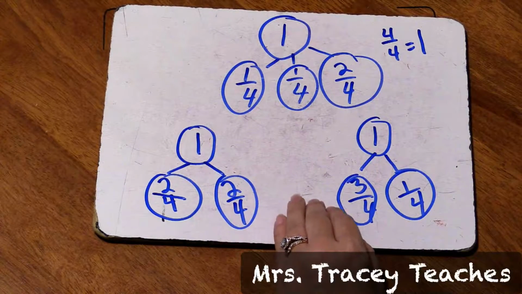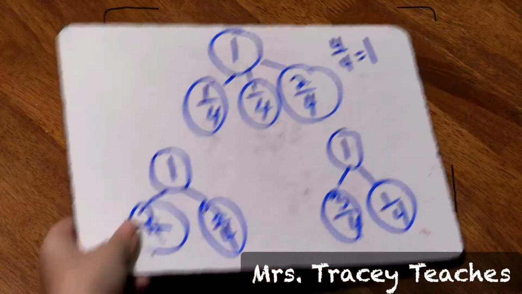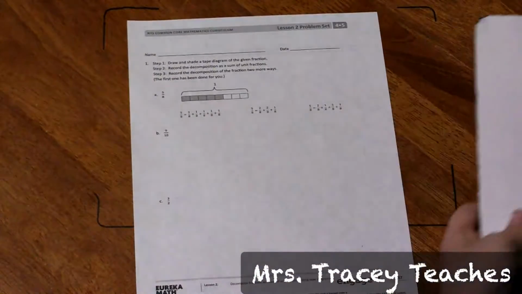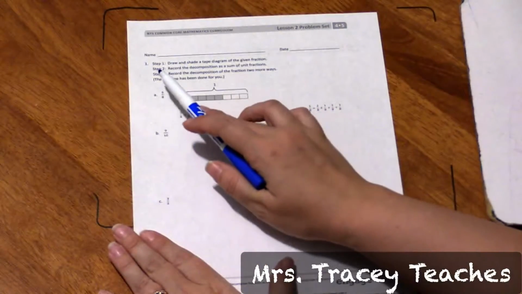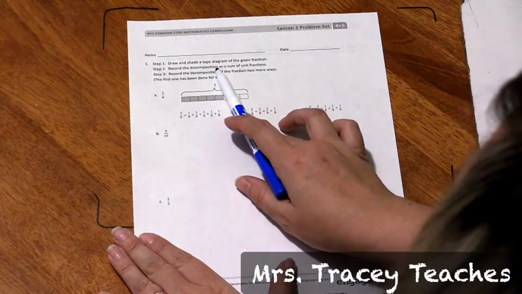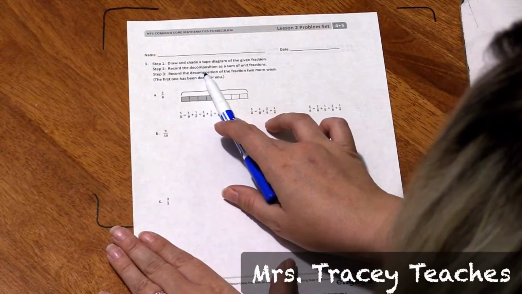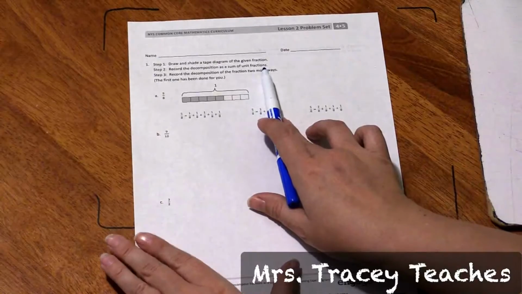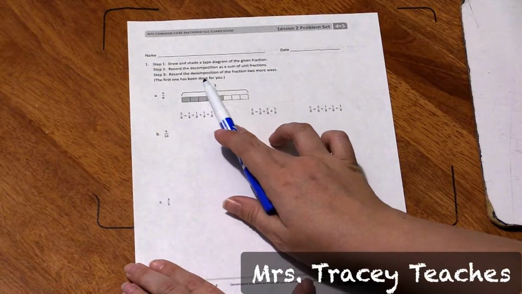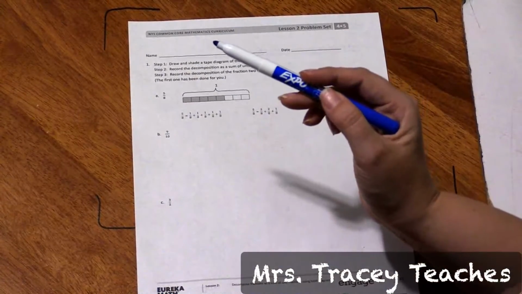We are going to try some of the problem set in which you are going to do the same thing, but make sure you read the directions carefully because it can be a little tricky. So make sure you read the steps. Step 1, it says, draw and shade a tape diagram of the given fraction. Step 2, record the decomposition as a sum of the unit fraction. Step 3, record the decomposition of the fraction 2 more ways. So A is done for you.